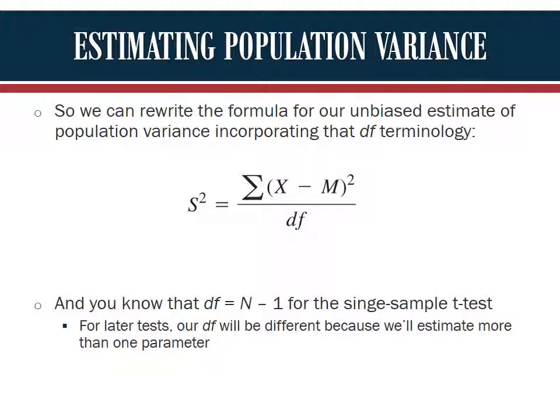For later tests, our DF is going to be a little bit different because we're going to estimate more than one parameter, but don't worry about that yet. We'll get there when we get there. All right, so basically, this is how we're going to do our unbiased estimate of population variance. S squared equals the sum of squared deviations divided by degrees of freedom.